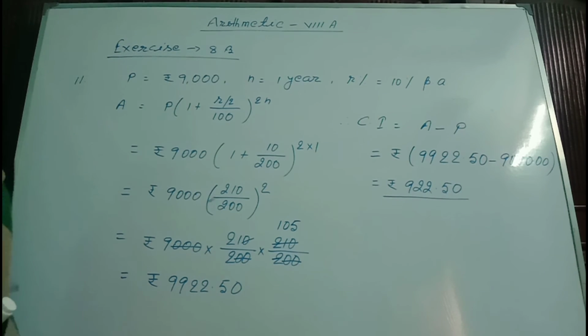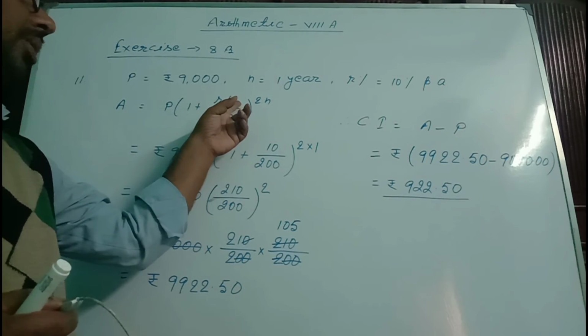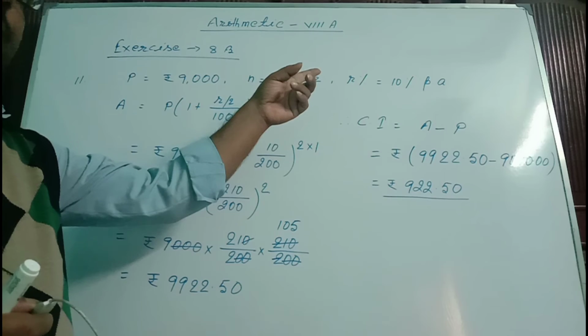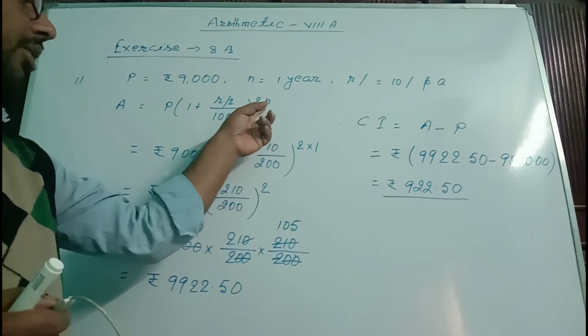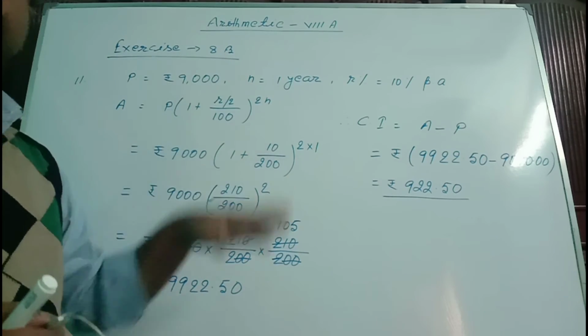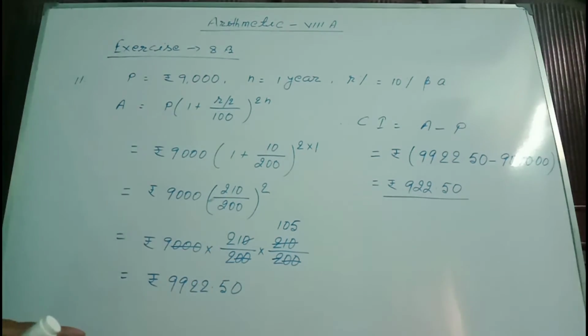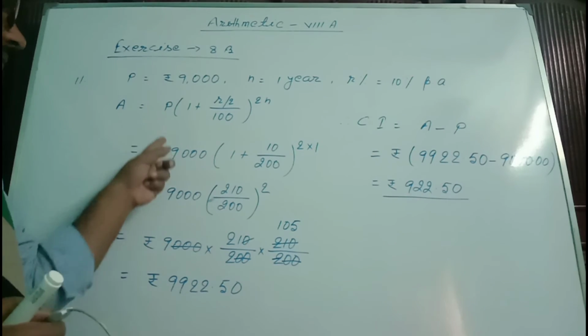While interest is compounded half yearly, then A equal to P into 1 plus R by 2 by 100 to the power 2n. R by 2 means the rate of interest will be divided by 2, and 2n means the number of years will be multiplied by 2. This is a special case when the compound interest is compounded half yearly. Now I kept the values.